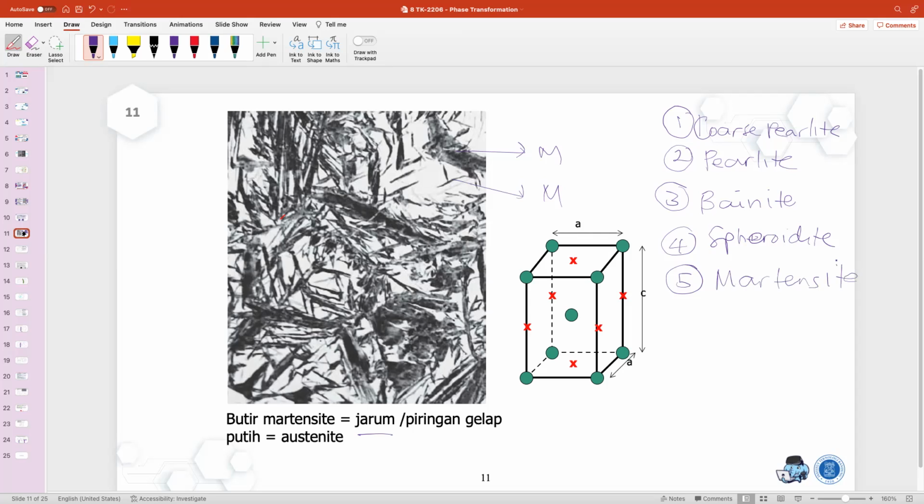Okay, just to sum up a little bit, which microstructure is the strongest of all, or the hardest of all? Martensite, ma'am. Oh yeah, martensite. Okay, which one is the most ductile compared to the others? Or the lowest, or the less strong? Yeah, which one?